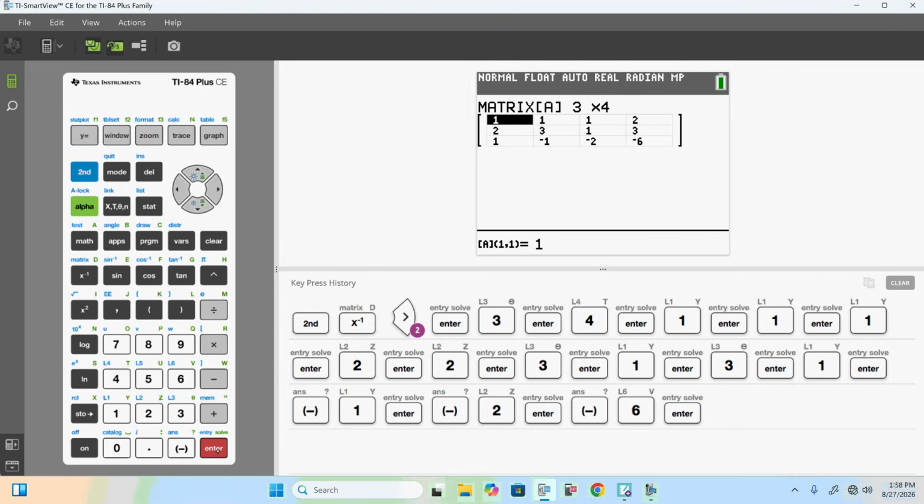Once you get the whole matrix typed in, second quit, second mode, we should get back to the home screen where we can type most calculations up there. Is everybody able to get it all typed in? Second quit. Once you get it all typed in, quit, second mode.